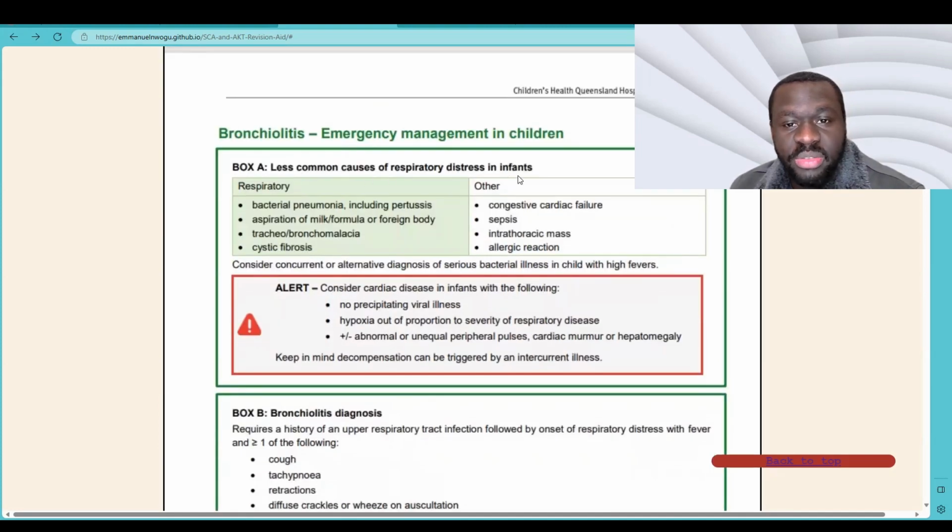The less common causes of respiratory distress in infants. Bacterial pneumonia is less common in infants. Bacterial pneumonia, including pertussis, aspiration of milk, tracheal bronchomalacia, cystic fibrosis, congestive cardiac failure, sepsis, intrathoracic mass, ejection. So they are less common, but they are possible. So you need to consider concurrent or alternative diagnosis of serious bacterial infection or illness in children with high fever. Always think about that. Children can decompensate so rapidly.